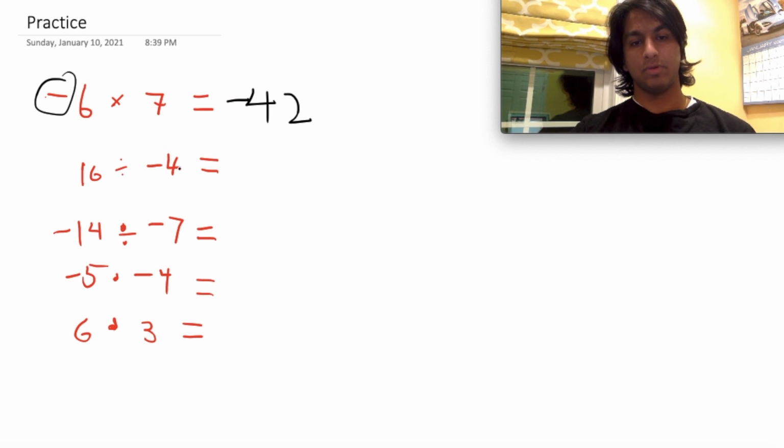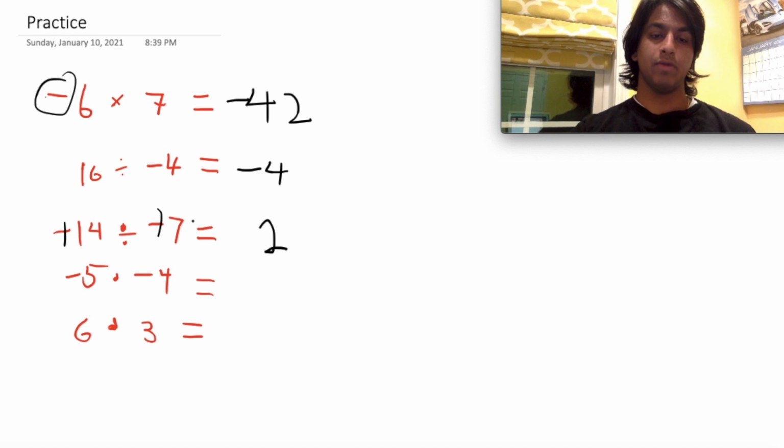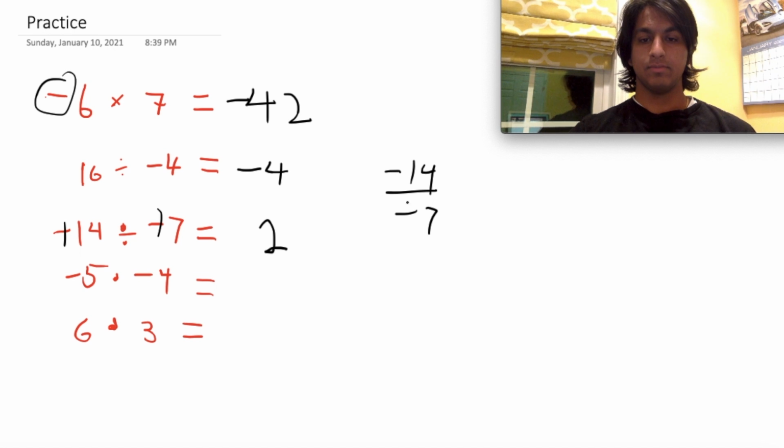16 divided by negative 4. So let's leave the negatives to the end. So we know 16 divided by 4, just normal, would be 4. And we only have 1 negative, so 1 negative. Negative 14 divided by negative 7. Let's leave the negatives to the end. 14 divided by 7 is 2. And then since you have a negative here and a negative here, they'll cancel each other out. Another way of writing this problem would be negative 14 over negative 7, and you could cancel them out that way. And you'll still end up with 2. Our answer is positive 2.